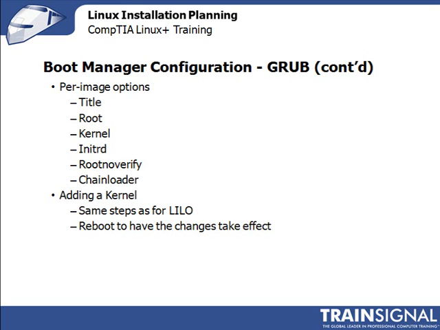If you figured out that in order to add a kernel to GRUB, you need to edit the menu.lst file, you're right. You need to obtain root or admin privileges, open the file in your favorite text editor, and essentially perform the same steps we did for LILO. You copy the stanzas, make any changes, and save. The only difference, again, is that you'll need to reboot to have the changes take effect. You won't have to reinstall.